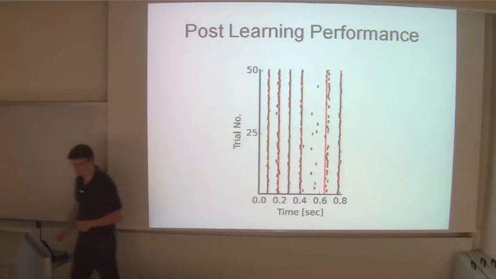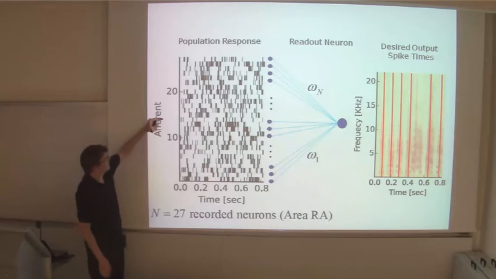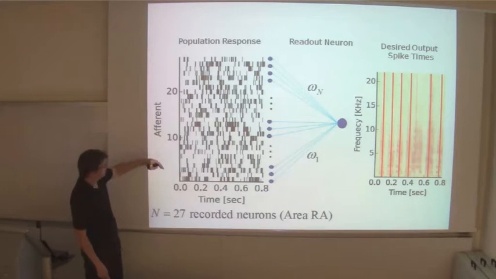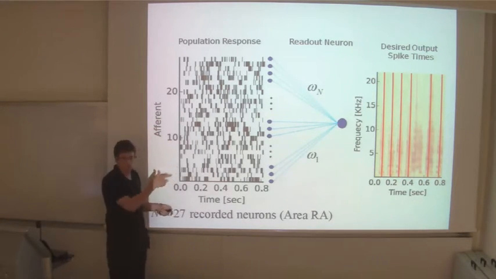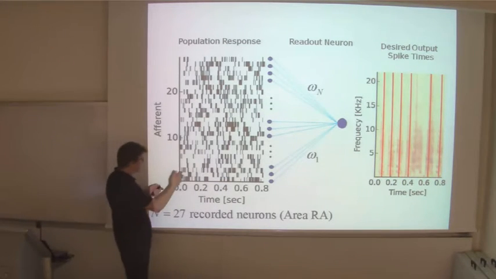Okay. Where's the noise coming from? So with these patterns, every time I produce this input pattern, I choose a different repetition of the song. So the variability comes from the variability of all the individual neurons.